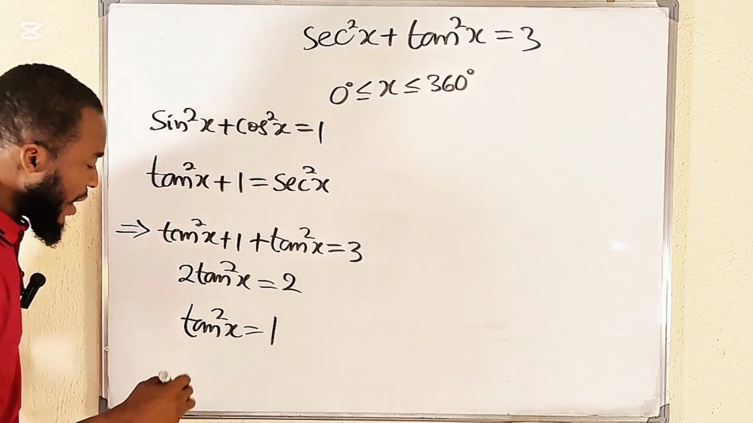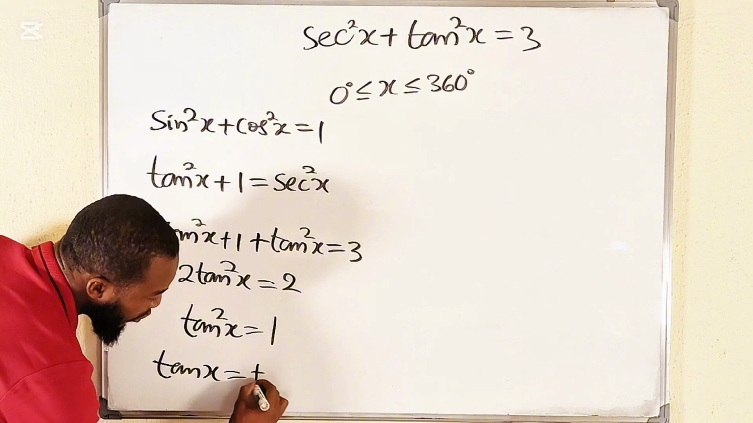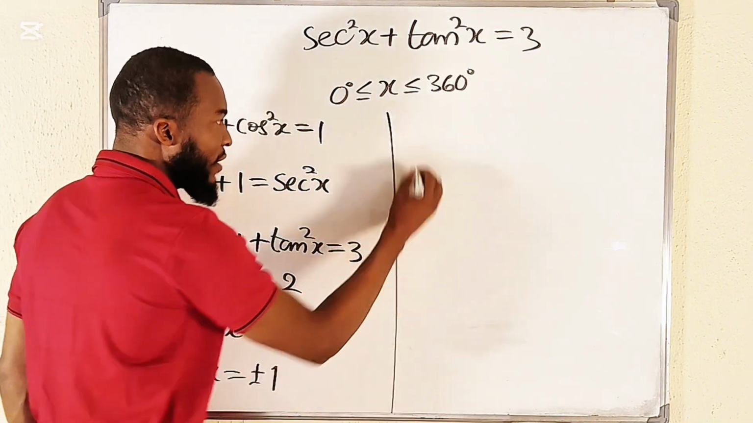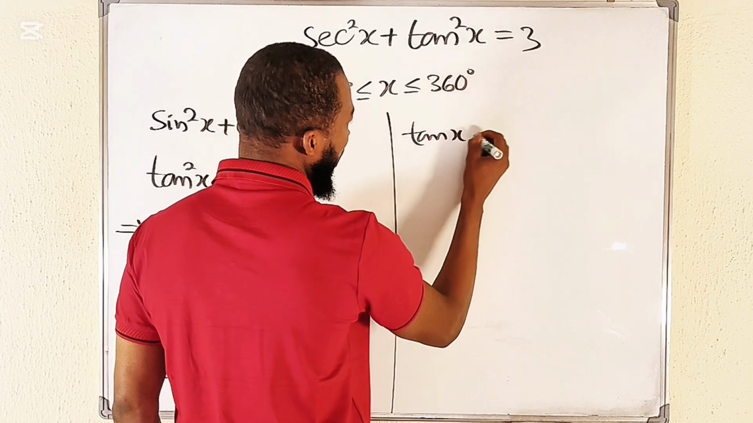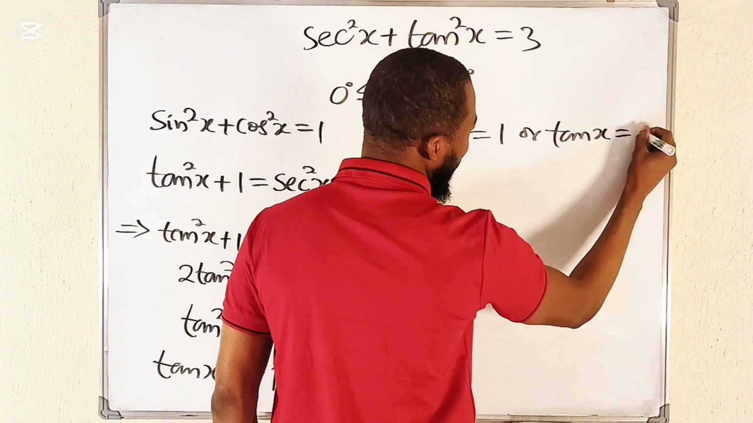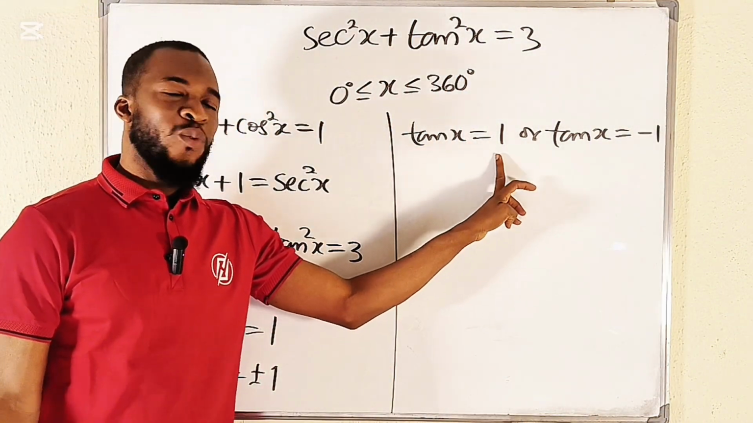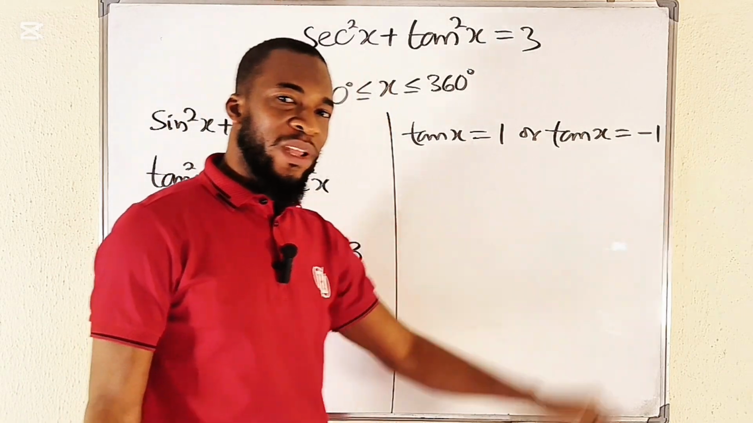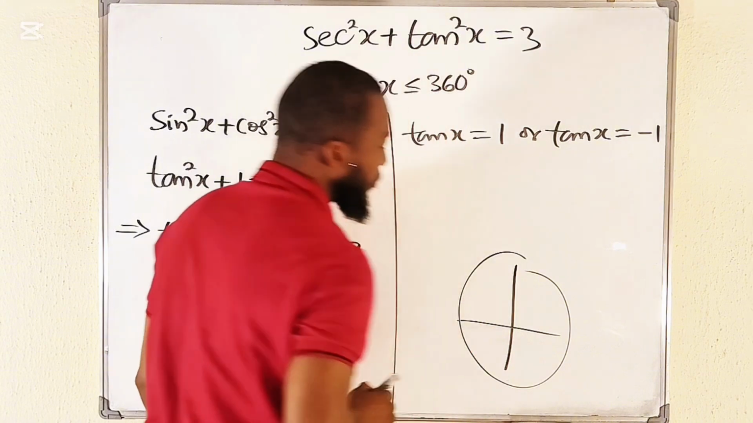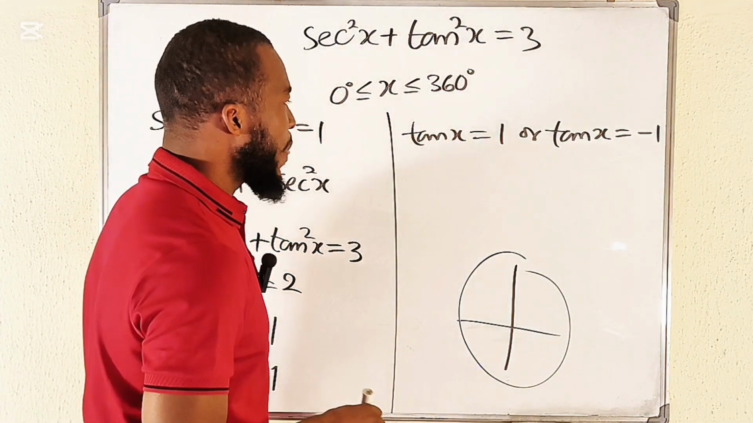Take the square root of both sides, it implies that tangent(x) will be equal to plus or minus the square root of 1, which is still 1. So it implies that tangent(x) can be equal to 1 or tangent(x) equals negative 1. So where is tangent equal to 1 and where is tangent equal to negative 1? Our unit circle will help. Remember, we are looking for the solution from 0 to 360 degrees.